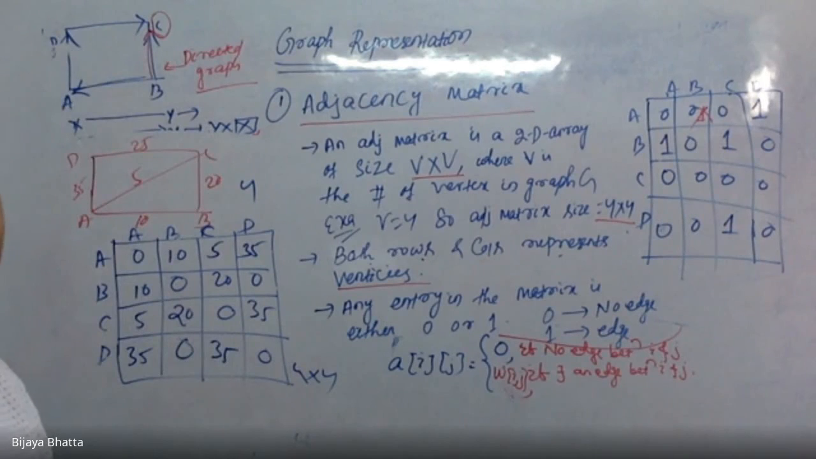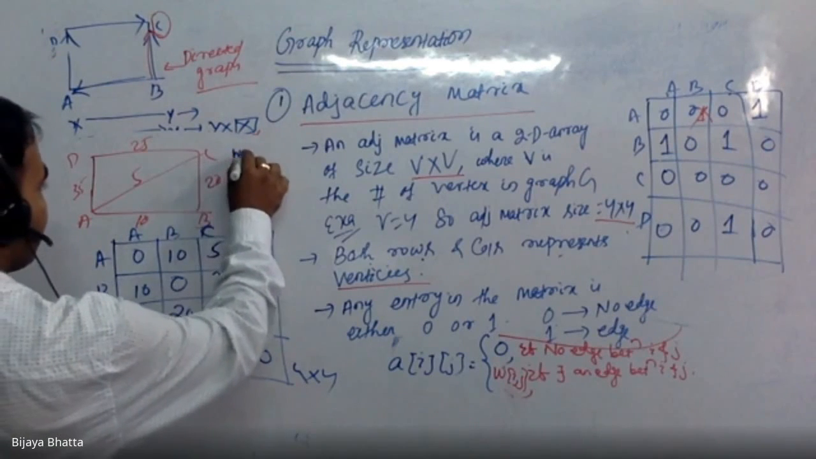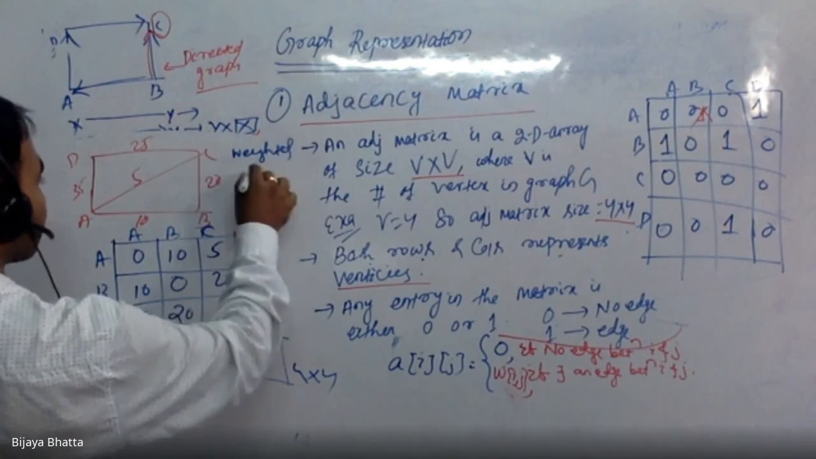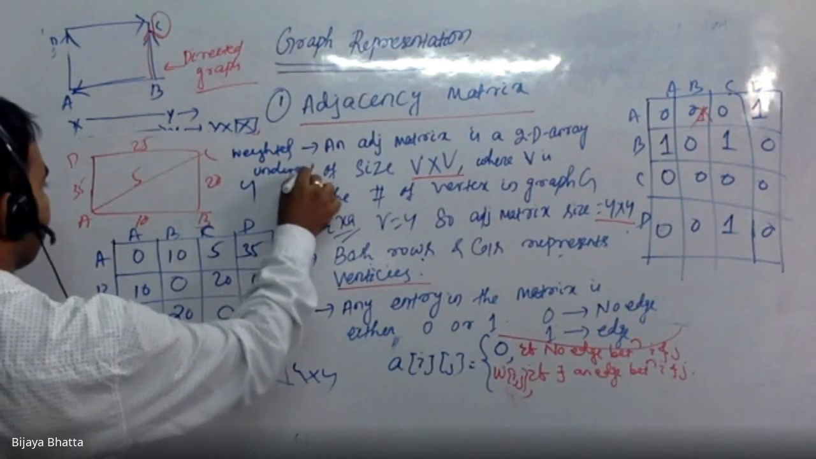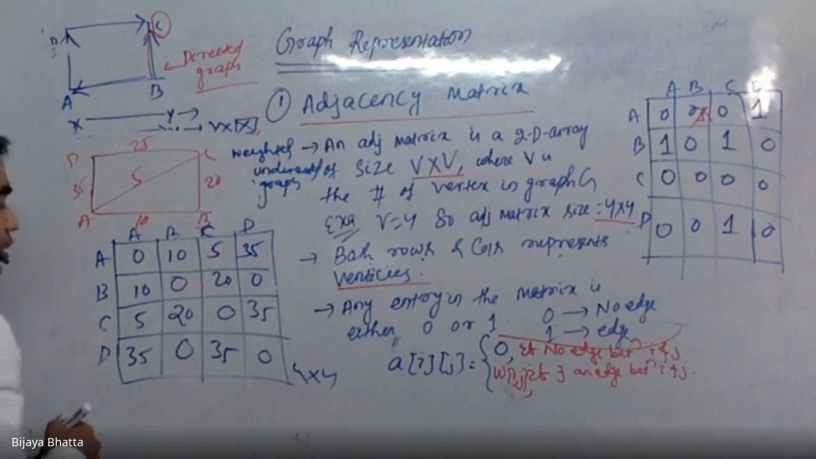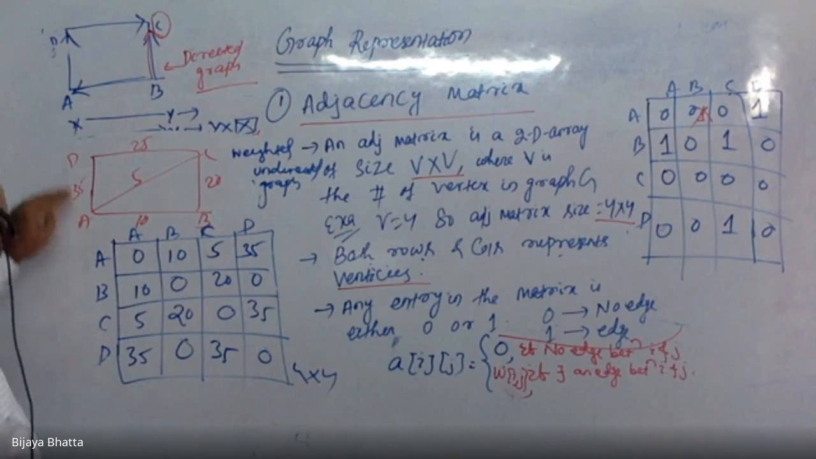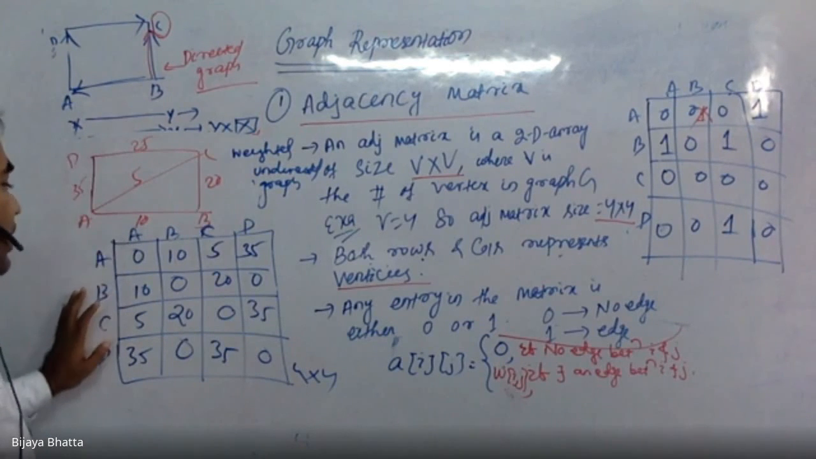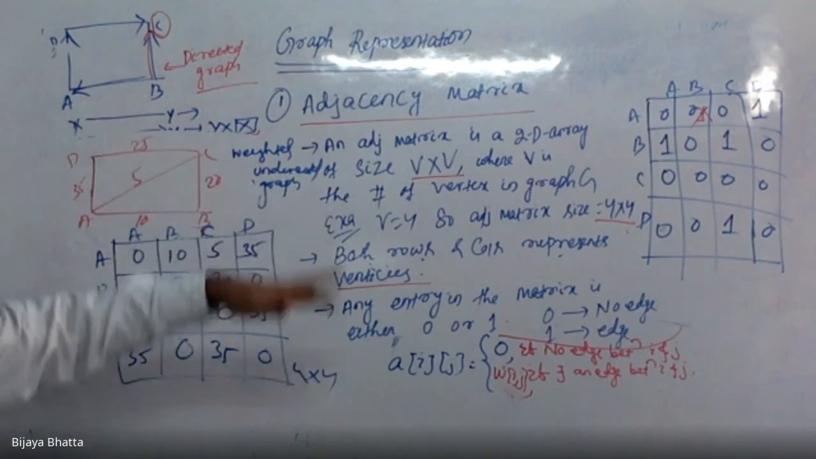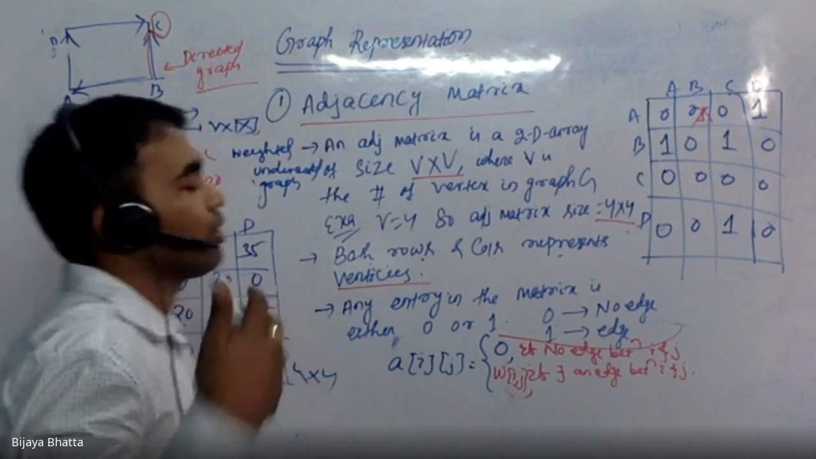This is a weighted undirected graph. If I make this a weighted directed graph, I hope you can create it. The same logic will be applicable. You can take this example, put some weights, and try to figure it out by yourself. There is nothing much more to it. So this is all about the adjacency matrix.